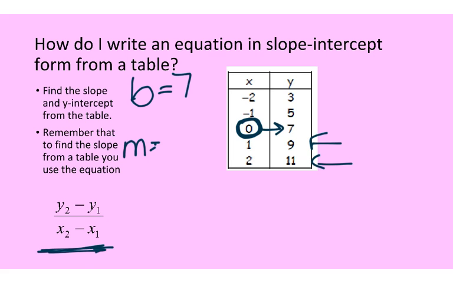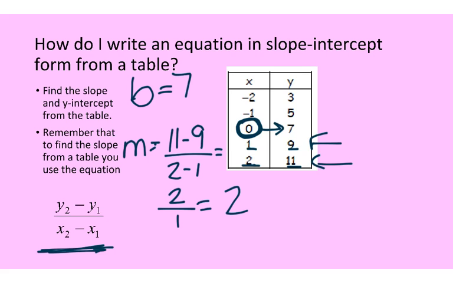So y2 take away y1. My y2 is 11, my y1 is 9. So 11 minus 9. And then I'm going to do x2 minus x1. That's 2 minus 1. And what I end up with is 11 take away 9 is 2. 2 take away 1 is 1. So my slope is positive 2. Turn this into slope-intercept form. y equals 2x plus 7.